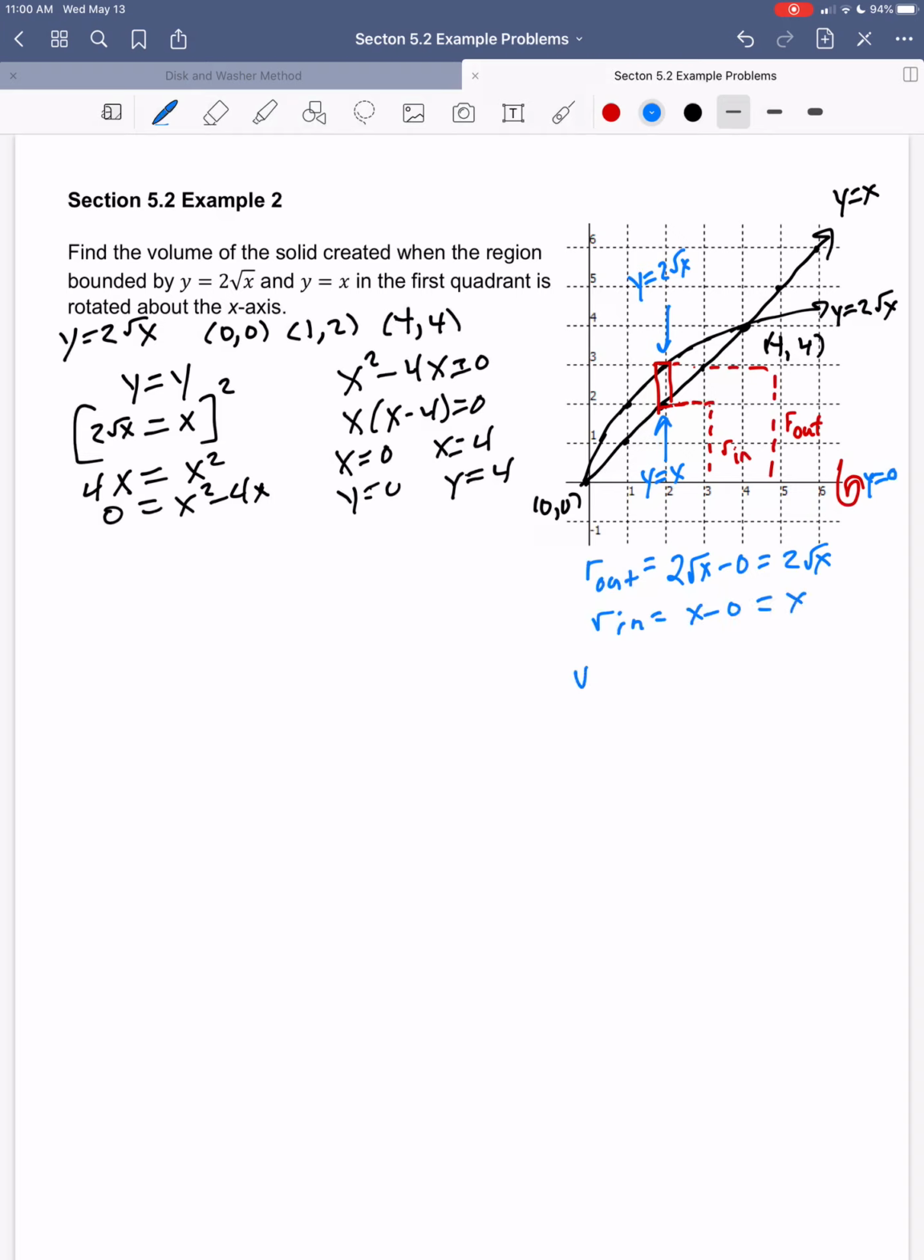And the volume of my washer is going to be pi times the outer radius squared minus the inner radius squared. So I'm going to get 2 times the square root of x squared minus just x squared. So 2 squared is 4, so I get 4x minus x squared.